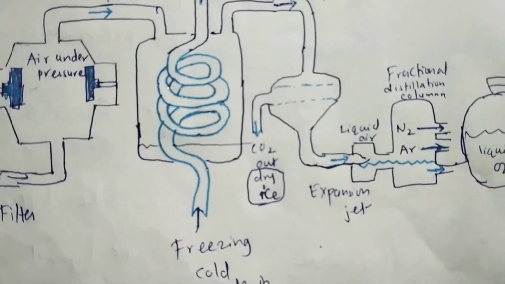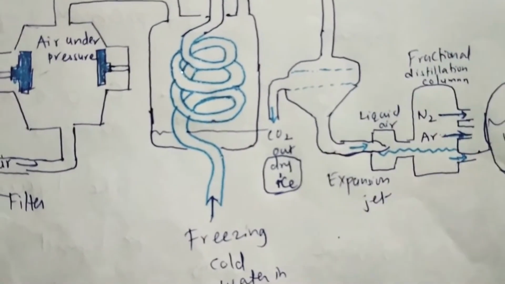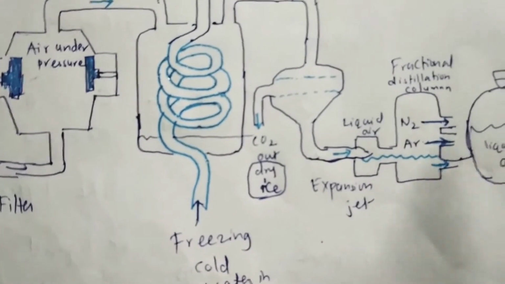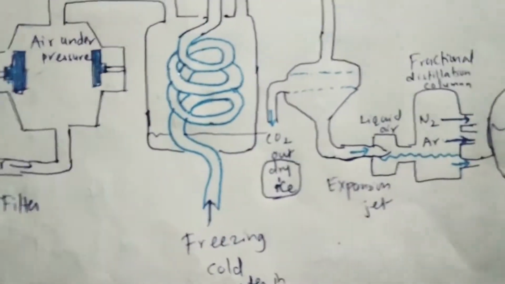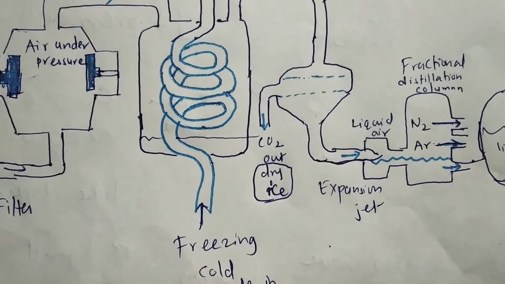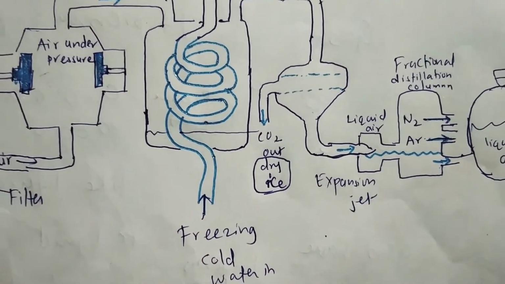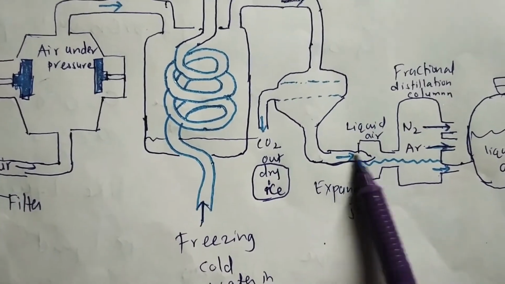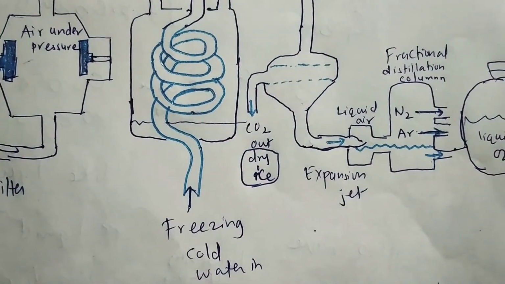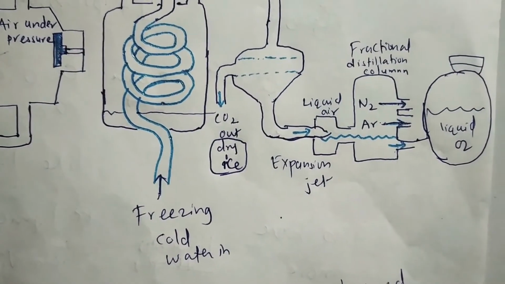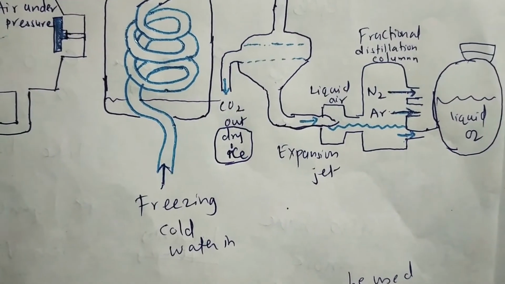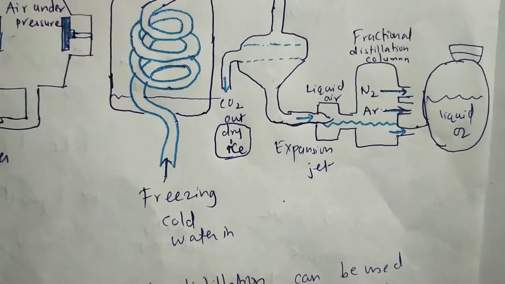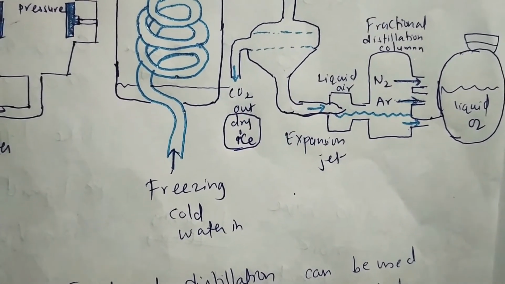Now what happened? We know that carbon dioxide at high pressure and low temperature becomes dry ice. So this carbon dioxide will separate out from this area, and the liquid air will go in this chamber, which is known as expansion jet. Now we are going to use a fractional distillation column, or there is an application of fractional distillation over here. What was there in fractional distillation column?